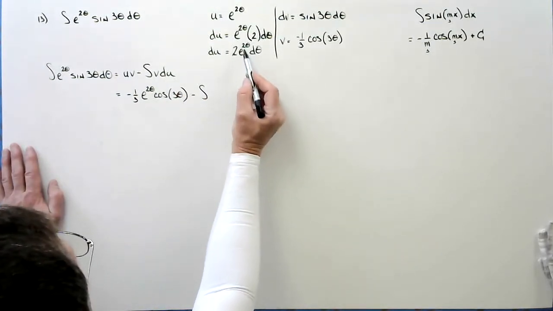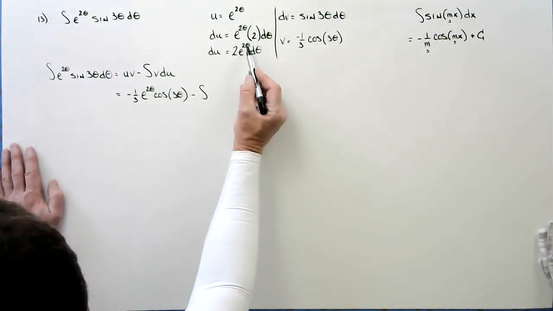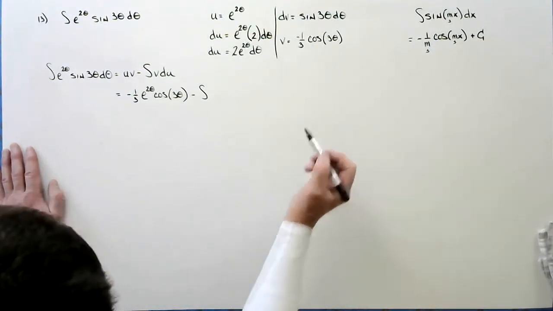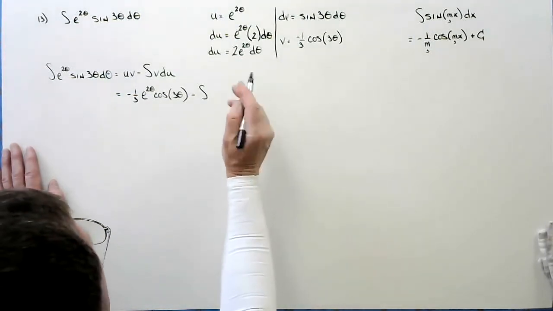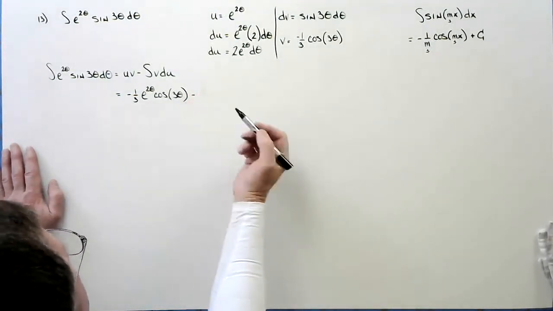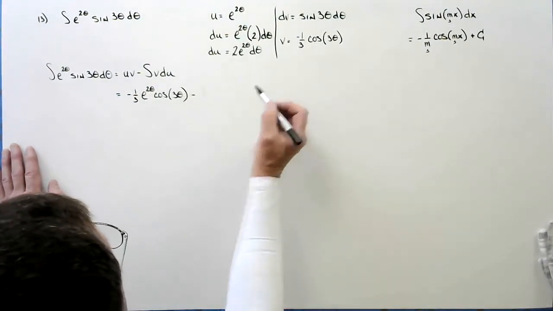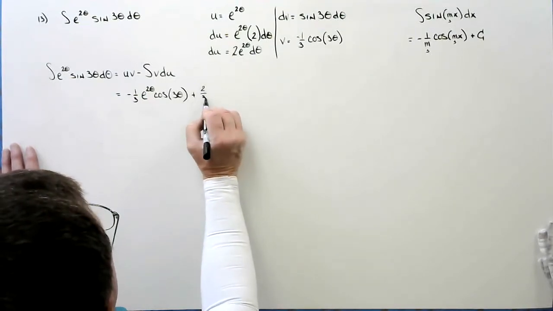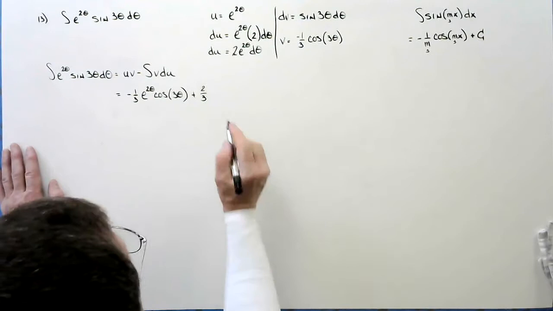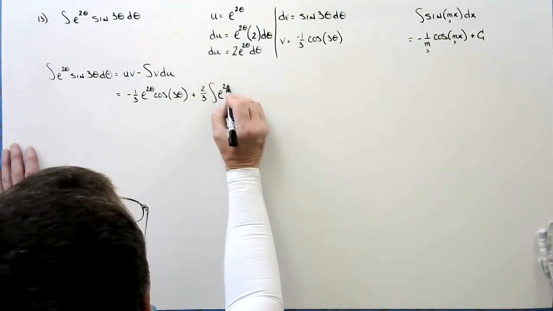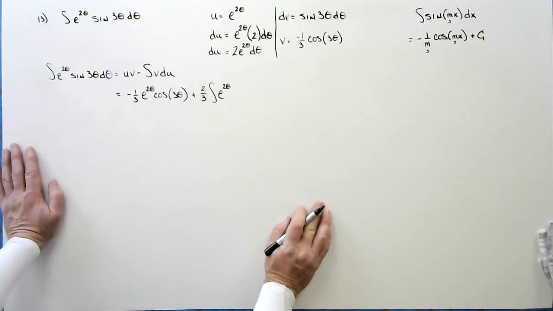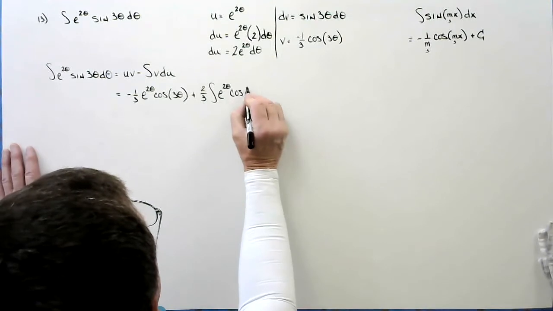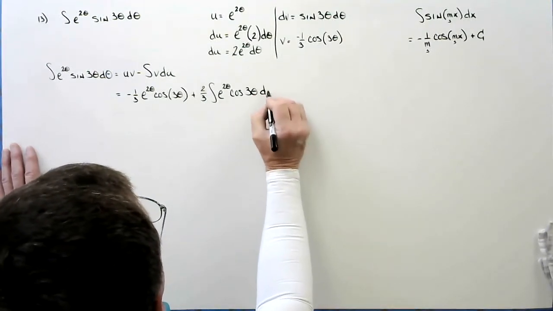Du is 2 e to the 2 theta. V is minus 1/3 cosine 3 theta. Well, typically when we integrate, we like to put the constants out front. There's a 2 and a minus 1/3. The negative and this negative make a plus. And we get 2/3, right? Putting our constants out in front. The integral e to the 2 theta cosine 3 theta d theta.